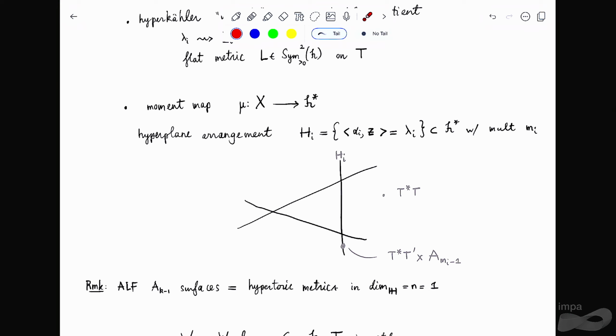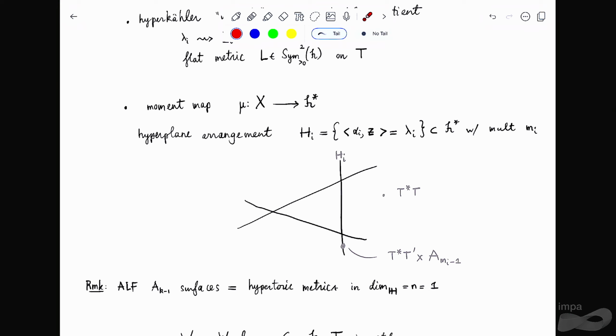So it maps us down to the dual of the Lie algebra of this torus, some complex vector space. And the generic fiber is going to be, so if we take a generic point in this complex vector space and look at its inverse image, then a neighborhood of that in X is going to be modeled on T star of this torus. So we have this holomorphic fibration with fibers just C star to the n.